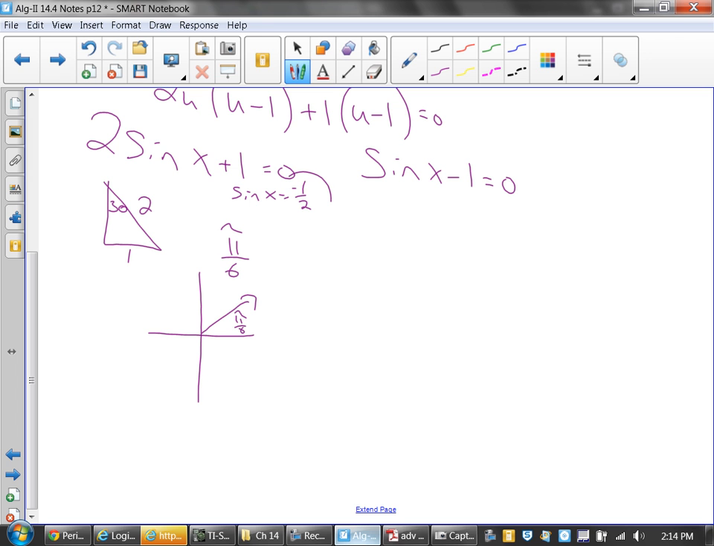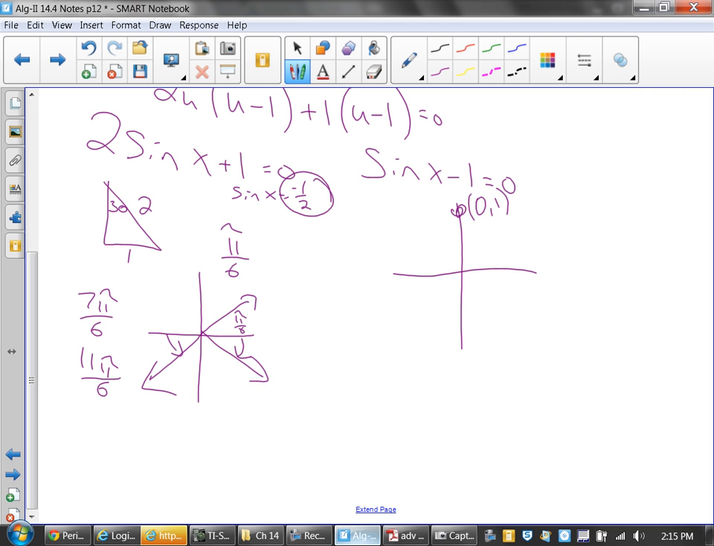But I'm looking for the negative. Sine is negative in the third and in the fourth. So I just bounce it down where I had the 7 pi over 6, 11 pi over 6. Sine is equal to 1 is on your quadrantal. 0 and 1, and that's pi over 2.